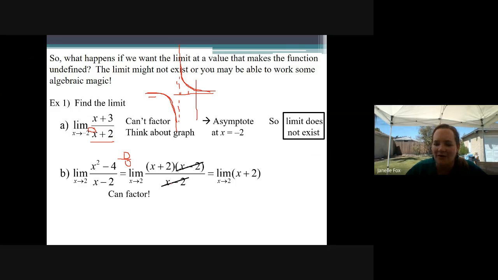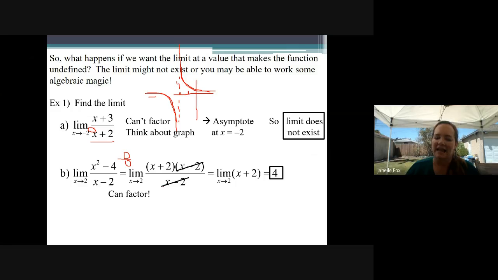Hey guys, guess what? You can plug in 2 now. I know, so exciting. And you just get an answer of 4. And so this guy has an answer of 4. Okay, if we graph this on Desmos, what this would actually turn out to be is a line of x plus 2. We would have a hole in the graph, but from the right and from the left it would be approaching a y value of 4.